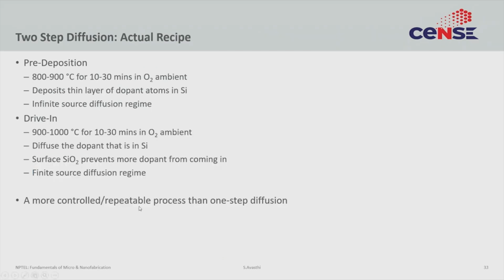This is a common recipe that we use at ISC to get, I think, p-type dopants. So, we do a pre-deposition of phosphorus silicate glass at 800-900 degrees C for 10 minutes or so in oxygen ambient. This deposits the phosphosilicate glass, and this is right now in the infinite source regime. Then we do a drive-in at around 900 to 1000 degrees C for around 10 to 30 minutes, depending upon how deep we want the dopant to be, and this is typically a finite source regime operation. Overall, these two processes are much more repeatable and controllable than a simple diffusion process would be.